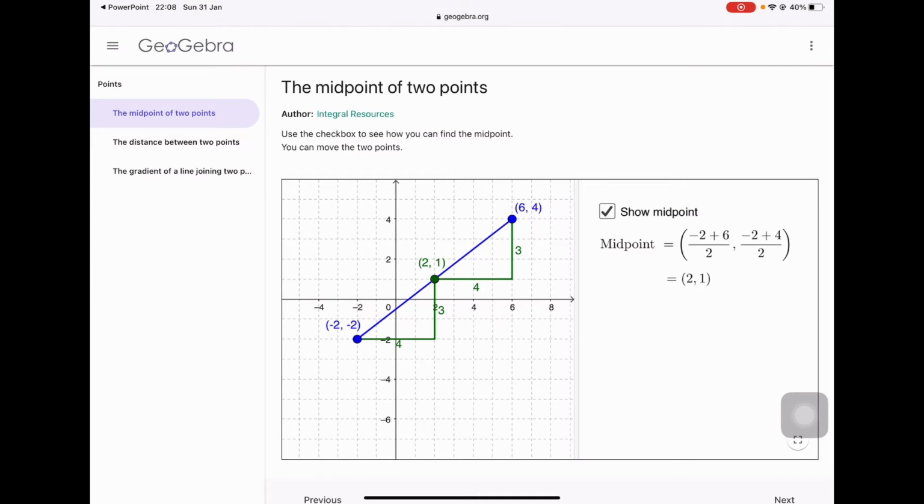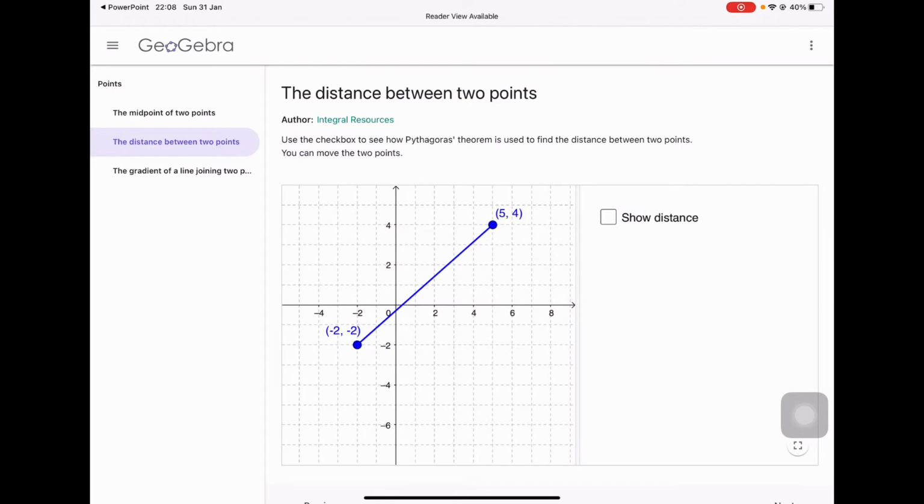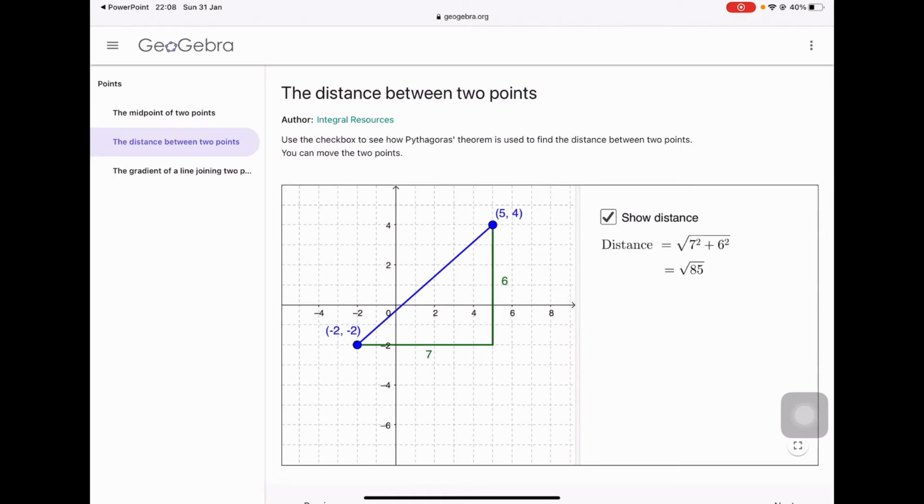Now by going on to the distance between 2 points, again I can see how we work out the distance, and this is something which is linked to the hook at the start of the lesson where I showed you a map and I said that using Pythagoras' theorem you'd be able to work out the distance between London and Amsterdam, for example.